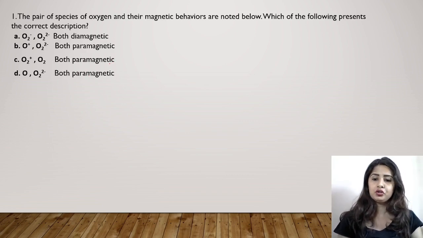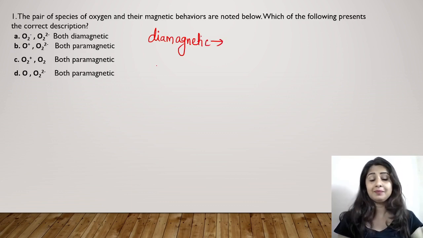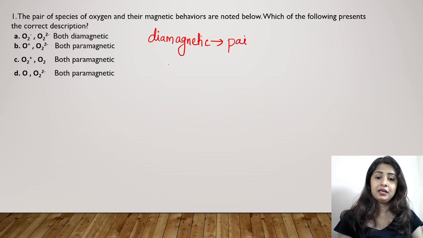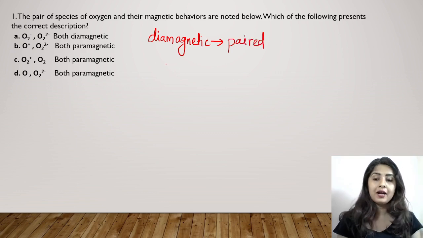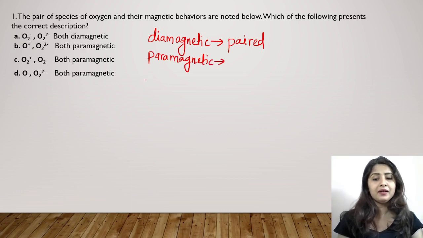So first of all, we should know that a diamagnetic species is the one which has all its electrons paired, right? All the electrons should be paired. They are called diamagnetic. And what is paramagnetic? It is exactly opposite of that. Paramagnetic is when the electrons are unpaired, or if any unpaired electron is present, it is called paramagnetic.